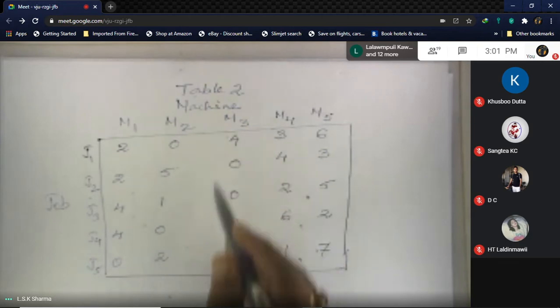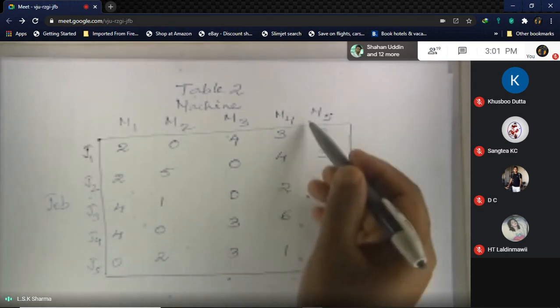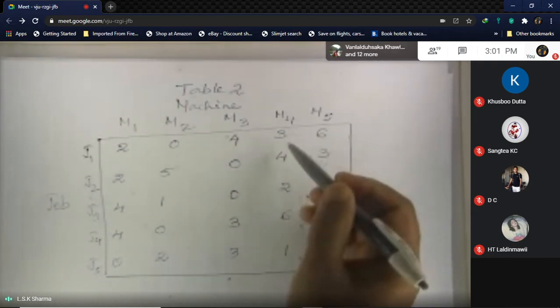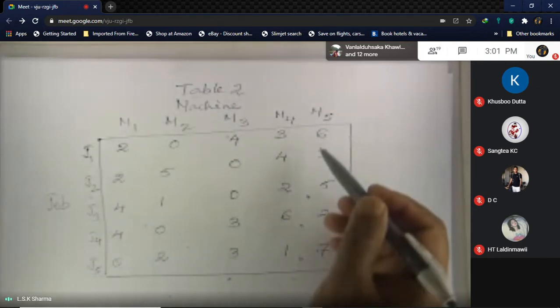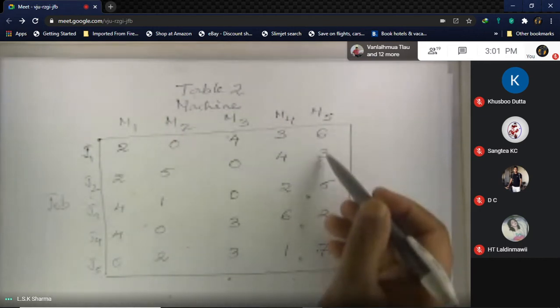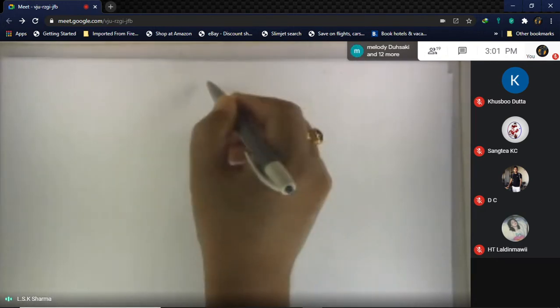M3 also has 0, so 0 is the smallest number, and subtracting it means it will remain the same. M4 and M5 have no zeros, so what is the smallest number? 1. So subtract this 1 from every element there. Then M5, what is the smallest number? 2. Now subtract this 2 from all of this column. Okay. So now you have to prepare table number 3, reduced from this table. Now let's go for table number 3.